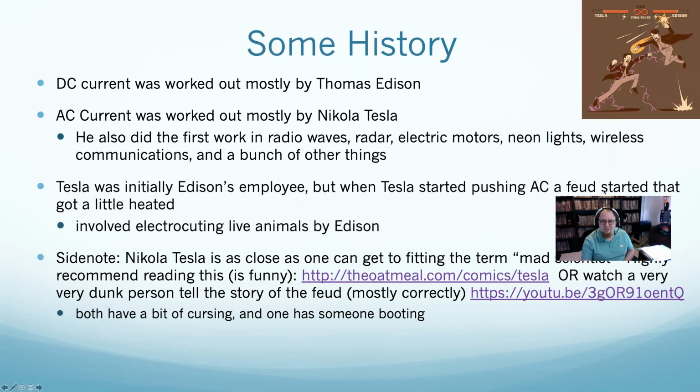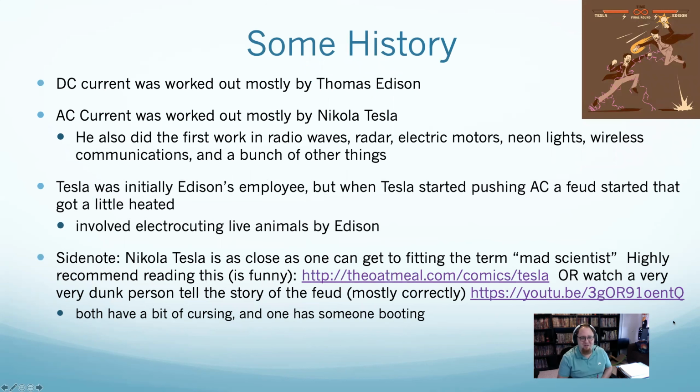The history between these two is kind of crazy, though. DC current was mostly worked out by a man named Thomas Edison. You've probably heard of him before. AC current was worked out mostly by Nikola Tesla, who died penniless, alone, and poor because Thomas Edison made it his life goal to discredit Tesla and make sure that happened. Nikola Tesla is probably the closest thing we've had to a real life mad scientist. He's the first person to work out radio waves. He invented radar. He invented the first electric motor. He worked out how to make neon lights. He had a way to do wireless communications.